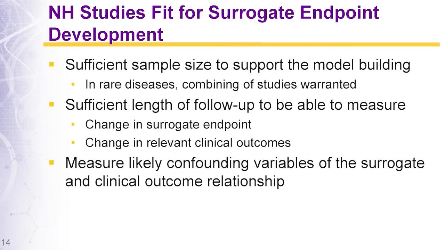of follow-up, so that the change in surrogate endpoint is observed, and the change in the same patient in the relevant clinical outcome is also observed in the natural history study. These studies, in order to be fit for purpose for surrogate endpoint development, should also have a rich data set of the confounding variables that need to be controlled in order to show the relationship between a surrogate endpoint and a clinical outcome.